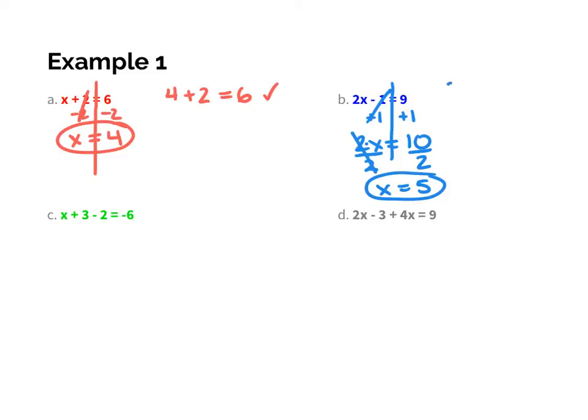Now to show you again, if I plug this in, 2 times 5 minus 1. So if I plug it into the original equation, that'd be 10 minus 1, which equals 9. And again, that is what I'm looking for. I want my equation to equal 9. All right, so as we go through this, we're going to start to add some more pieces here.